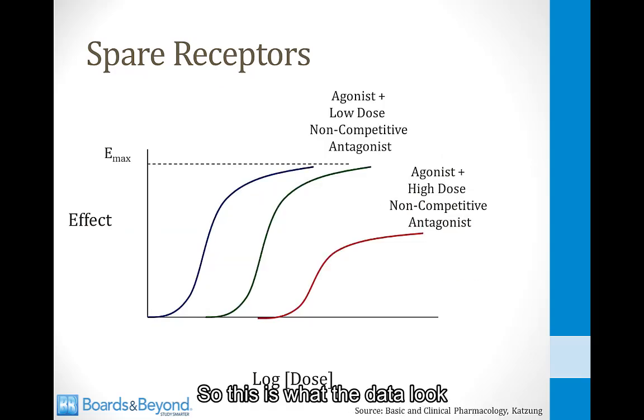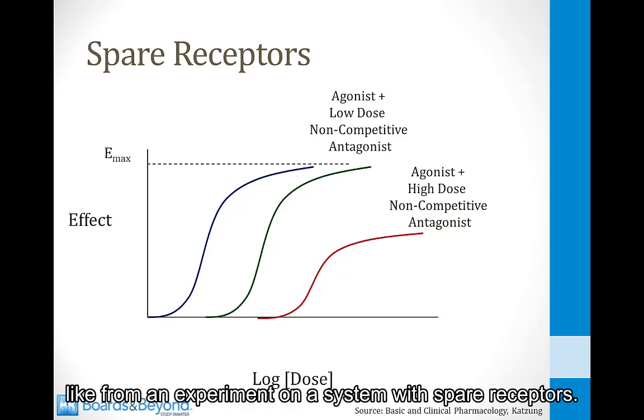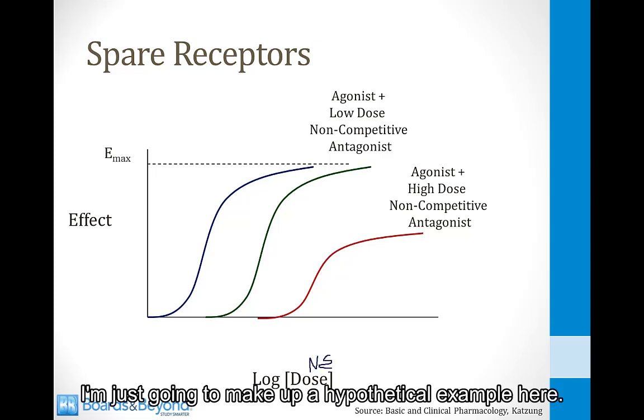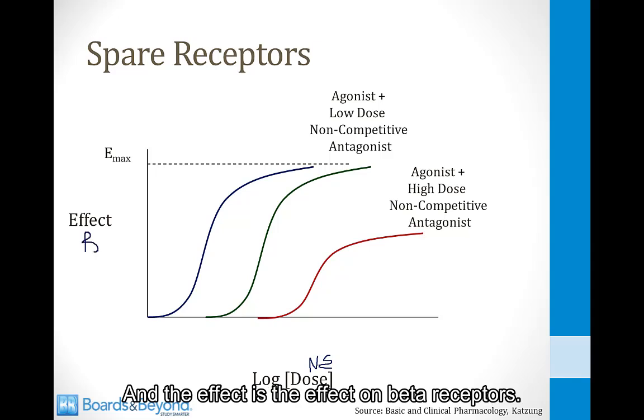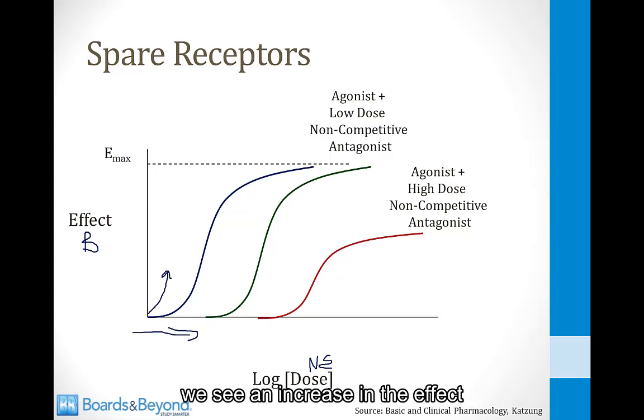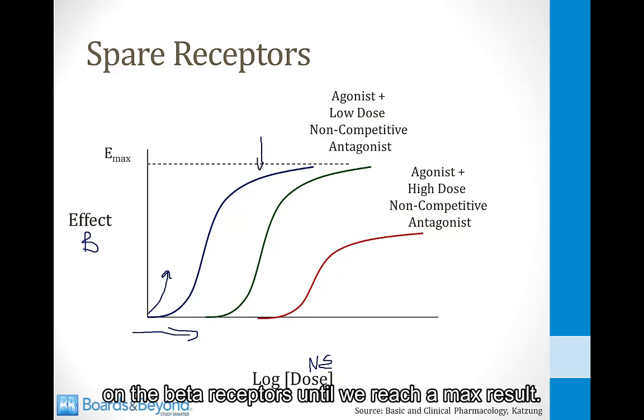So this is what the data look like from an experiment on a system with spare receptors. Let's imagine that the dose here is the dose of norepinephrine. I'm just going to make up a hypothetical example here. And the effect is the effect on beta receptors. Well, the blue curve is a normal system. So as we increase the dose of norepinephrine, we see an increase in the effect on the beta receptors until we reach a max result.